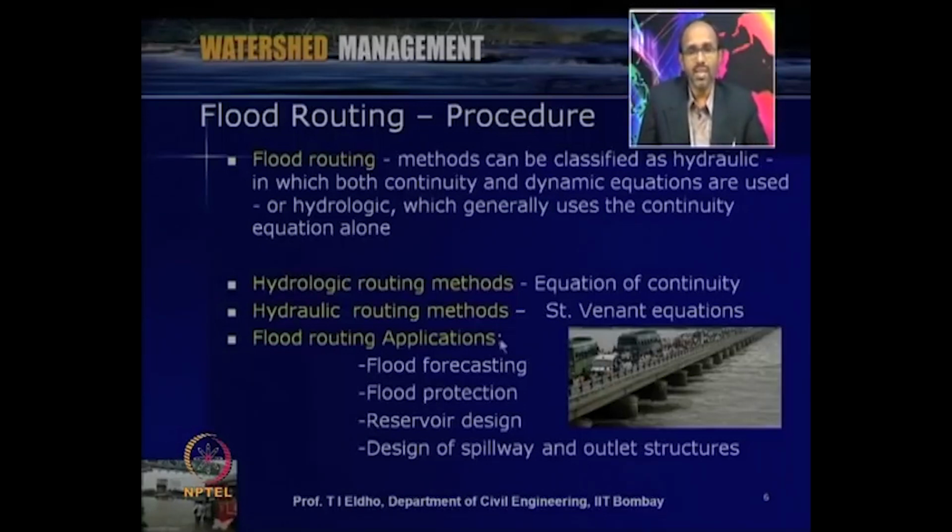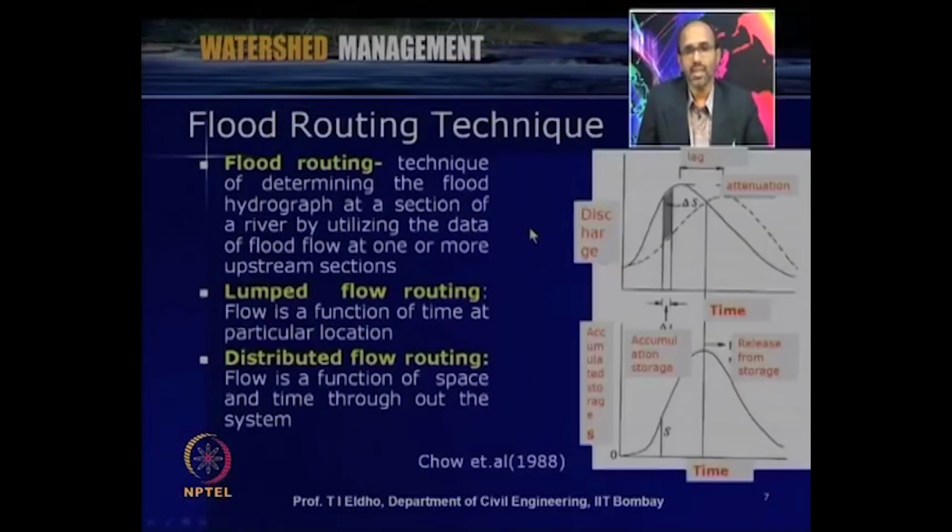As we mentioned, these kinds of routing are very important as far as flood forecasting, flood protection, reservoir design, or design of spillways and various outlet structures are concerned. So, either hydrologic routing or hydraulic routing we have to do while designing and planning various structures, or when we go for watershed management. This routing, either hydrologic or hydraulic routing, is essential.